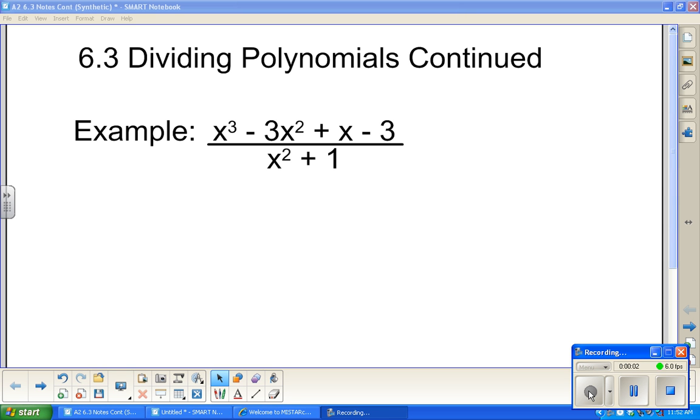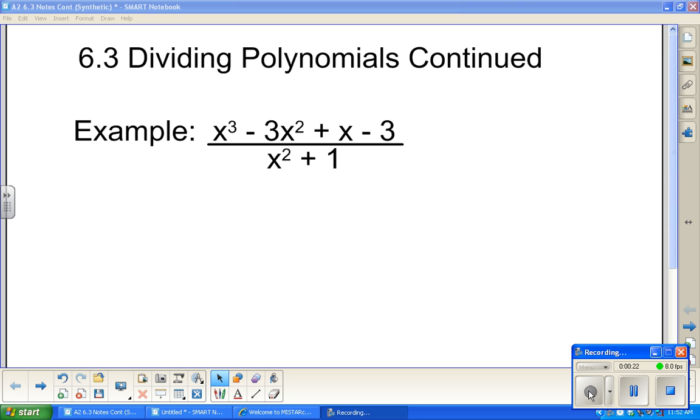Okay, so this will be the conclusion of 6.3, the division. I want to do one last one, like the long division way, and then kind of show you there is another option out there that works sometimes.